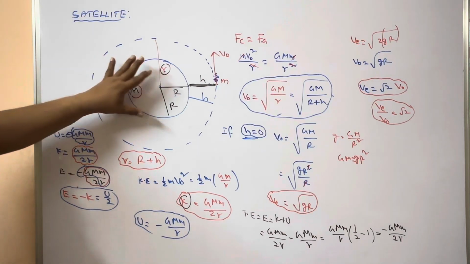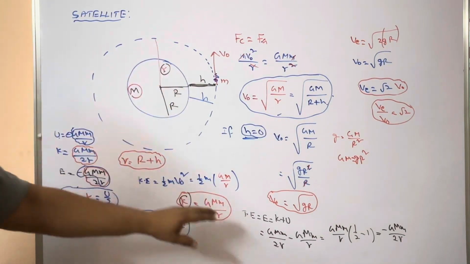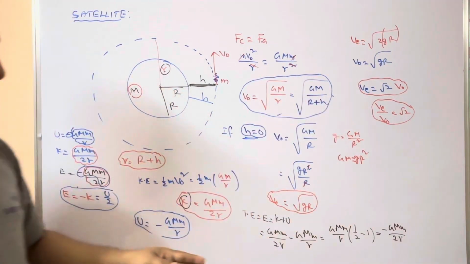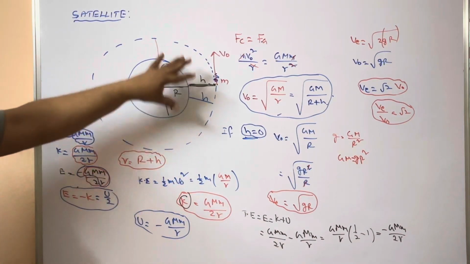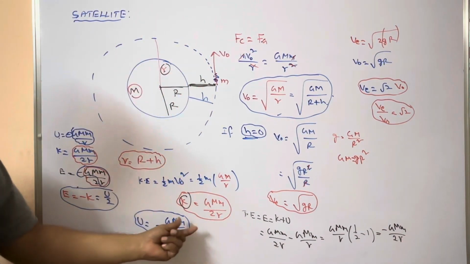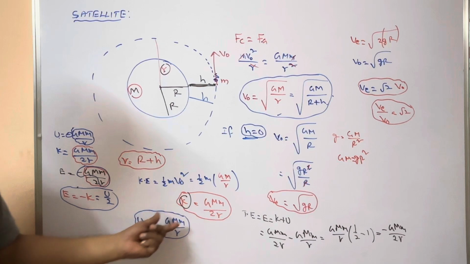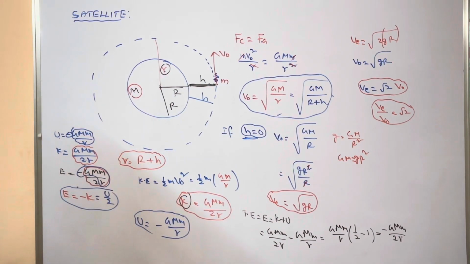So this is about orbital velocity and the relation between orbital velocity and escape velocity, and the kinetic energy of a revolving satellite in a particular orbit, and potential energy, total energy. Next, we will see the time period of the satellite.